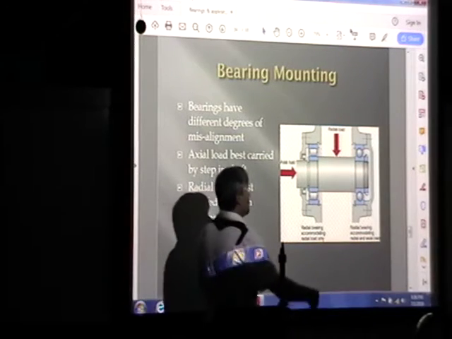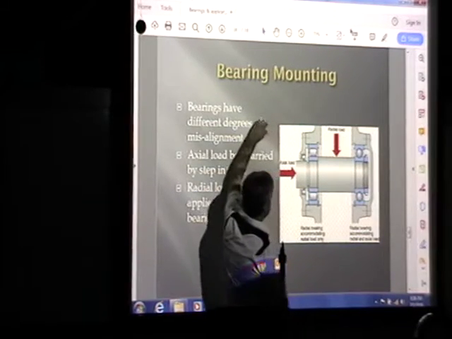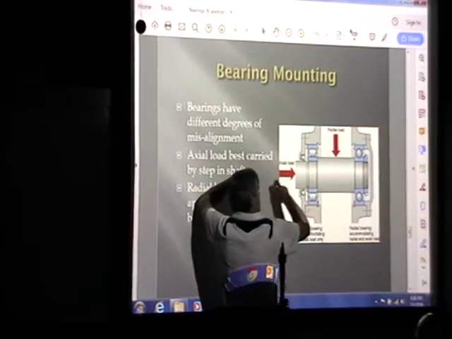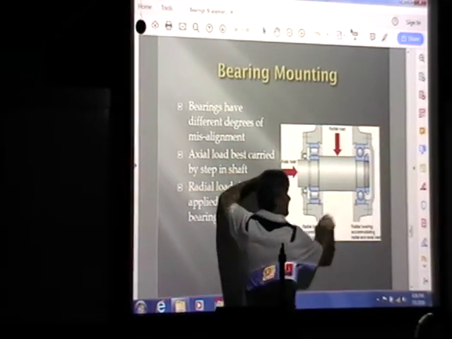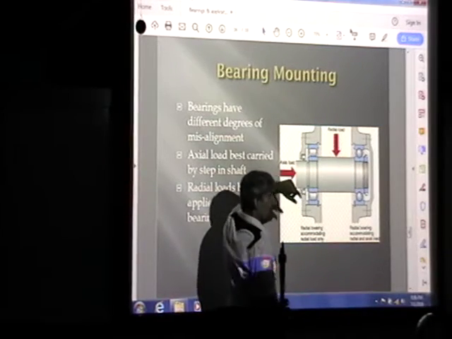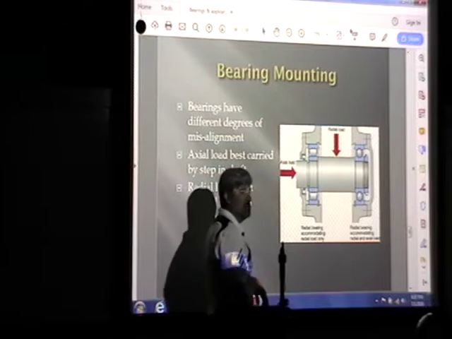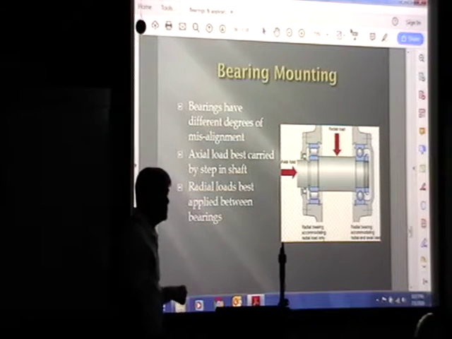Or if your radial load is so far out here, initially it might assemble well, but imagine if this shaft wants to bend. It's doing the same thing then. All of a sudden, your shaft is bending and your bearings are going to bind up, and you're going to lose power or not be able to turn the mechanism at all.